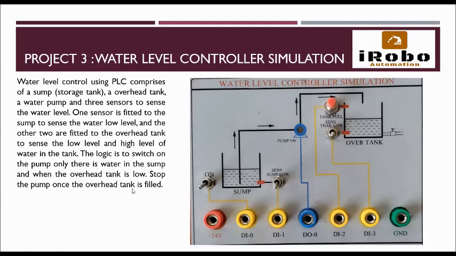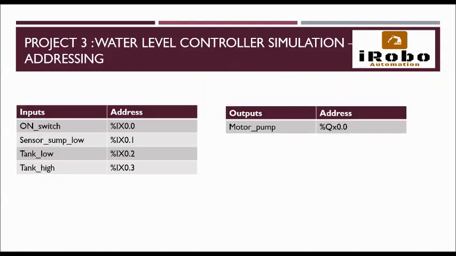Now for the problem statement, see how I'm explaining how you should approach the problem. First of all, you should count the number of inputs and outputs. Here there are four inputs: the on switch, the sump sensor, and the tank's two sensors, low level and high level. So there are four inputs in total, and one output, that is the motor pump. That means if you switch on the motor, the pump is going to be on, right? This is the very first step.